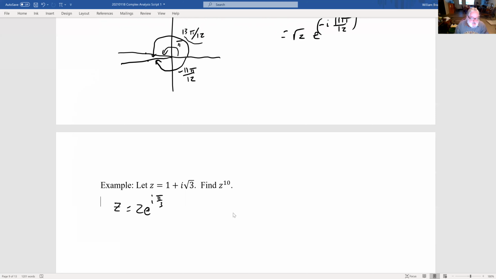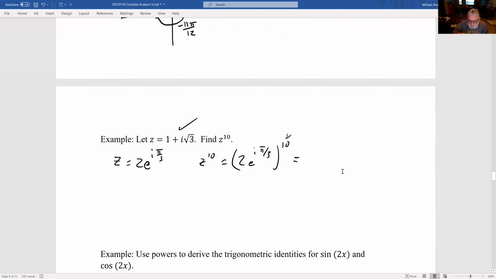So how do you find z to the 10th? Well, trying to find z to the 10th with the rectangular form would just be kind of gross, because you'd have to find the 10th row of Pascal's triangle. But z to the 10th, we can do this as 2e^(i pi/3) raised to the 10th power. And as long as we're raising it to a nice integer or rational number, we don't run into any problems. One of the things we did in the in-class assignment was showing that if the power is irrational or complex, you can run into some difficulties.